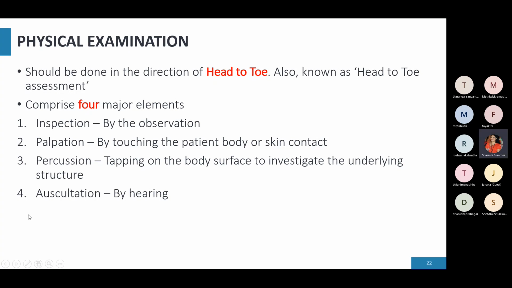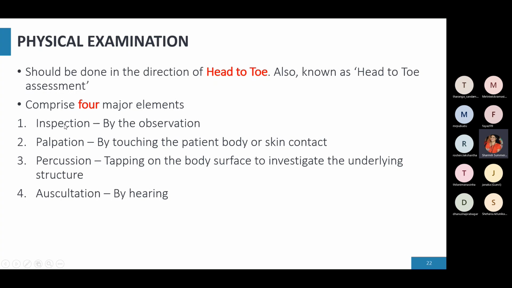This physical examination contains four major elements. Inspection means by observing. We are just observing the patient from head to toe. What about the hair, eyes? Whether the face is in a normal position. After surgery or after accidents, sometimes the patient's face may get swollen or the teeth may be loose. So how about those inspections?